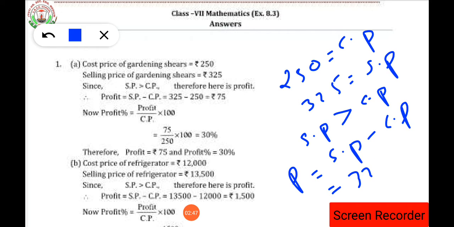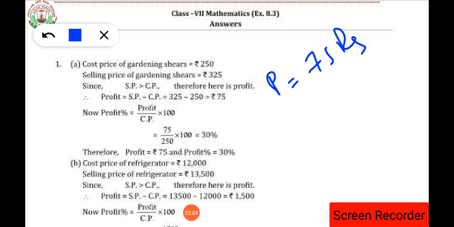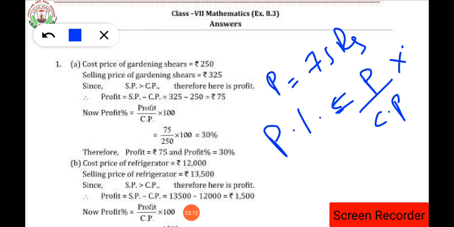So 325 will be subtracted with 250. When we subtract, we will get the answer 75. So what is the profit we got over here? We got the profit as 75 rupees. Since we got the profit, we have to find the profit percent. So profit percent is equal to what? Profit upon CP into 100.